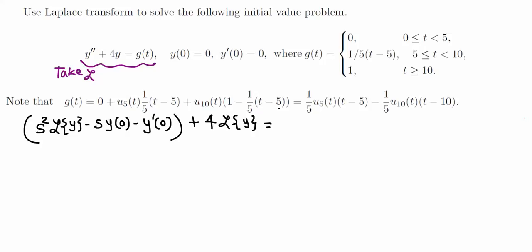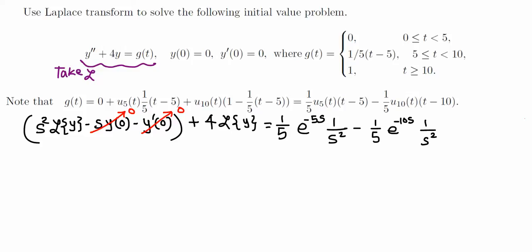equals Laplace of g(t), which is Laplace of this part. So 1/5 constant, Laplace of u5(t)(t minus 5). Using the table, e to the negative 5s, and Laplace of t, which is 1 over s squared, minus, same thing here, 1/5 unit step function (t minus 10), so that's e to the negative 10s, and Laplace of t, which is 1 over s squared. Okay, now let's use the initial conditions. y(0) is 0, so s times 0, the whole thing is 0. y'(0) is also 0.